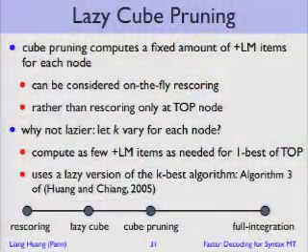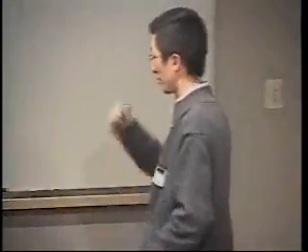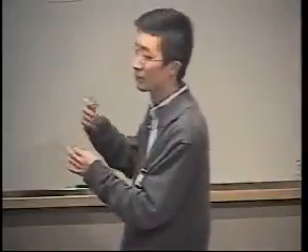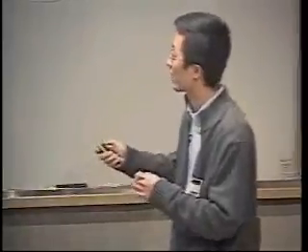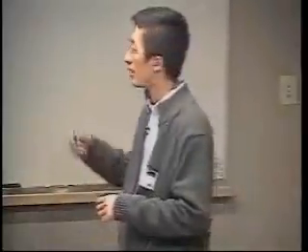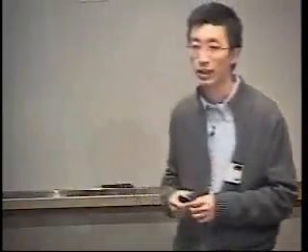Because Q-pruning, if you remember, computes a fixed amount, say top k, of LM items for each node. And this scheme can be considered as an on-the-fly rescoring. So pure rescoring just gets the n-best list for the top node and then rescores using the language model. But Q-pruning is like rescoring at each individual subtree, each individual node on the fly, so that the k-best list, the top k, at each node is sensitive to the language model. So the top k at each node is already a combined top k. Right? That's why it's called on-the-fly rescoring.